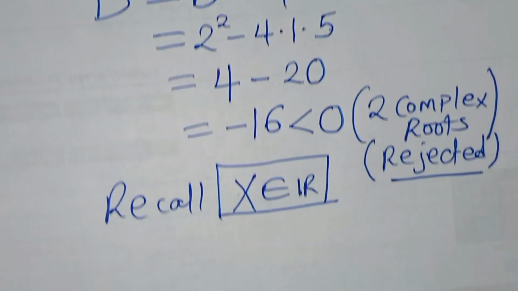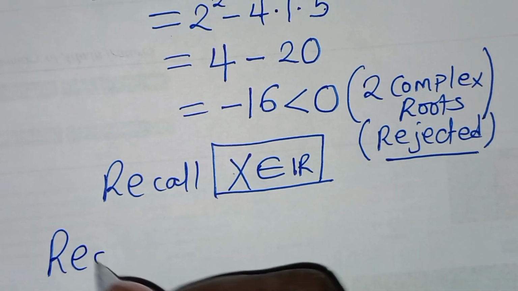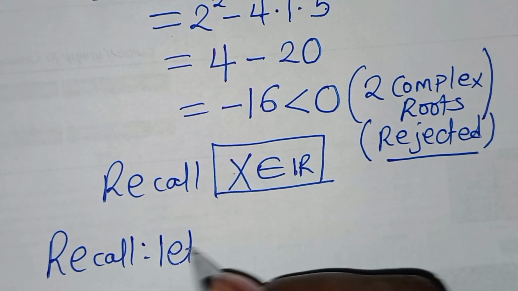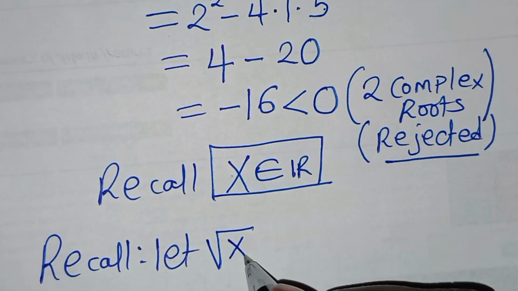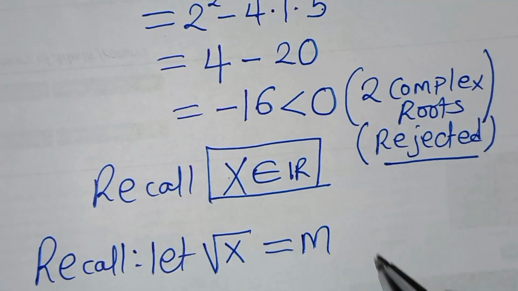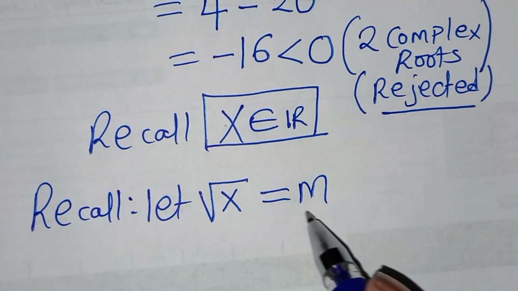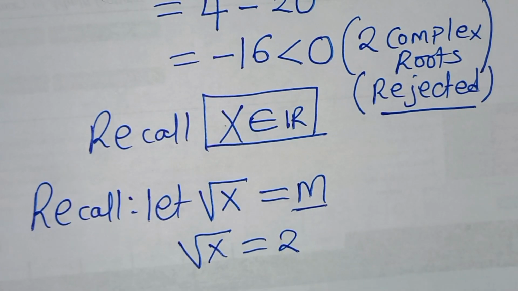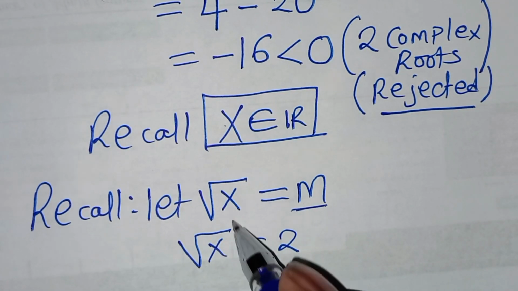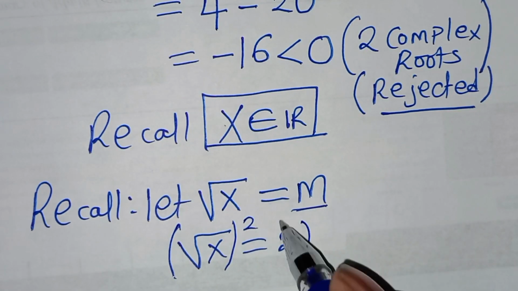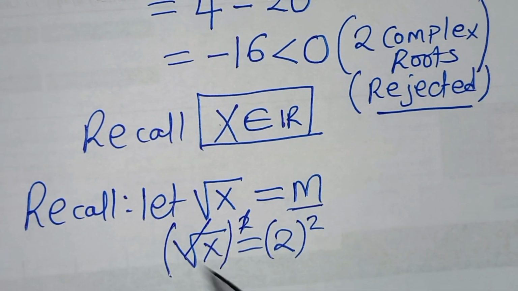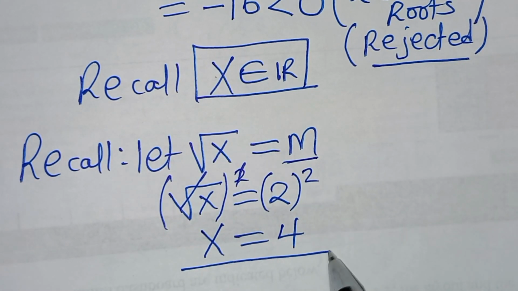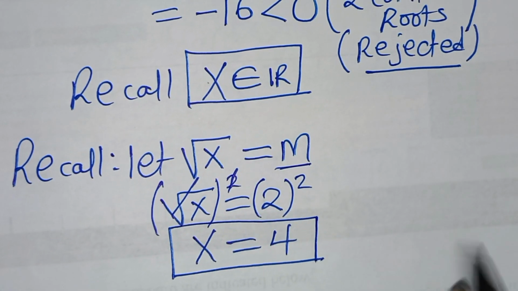Now, from here, you recall that we said that let the square root of x be equal to m. Substituting the value of m here, we have the square root of x equal to 2. So we square both sides to get the value of x. So this means that x is equal to 4. So this is the value of x.